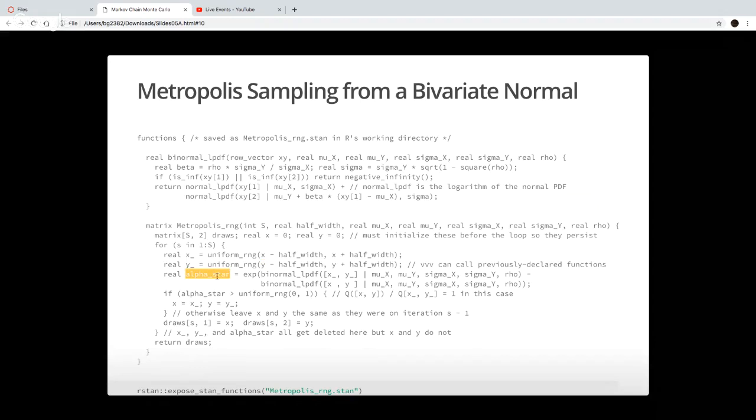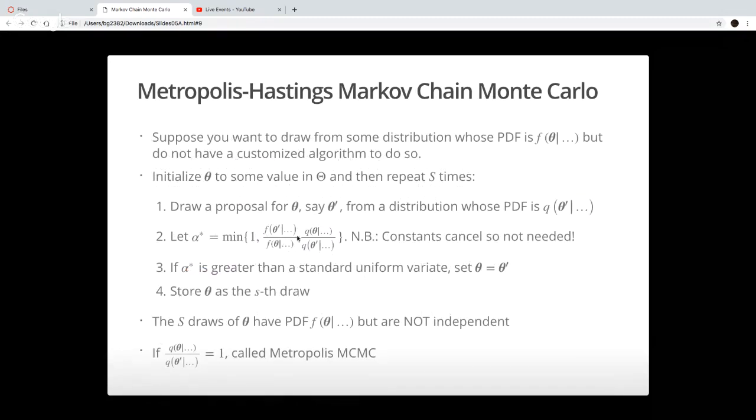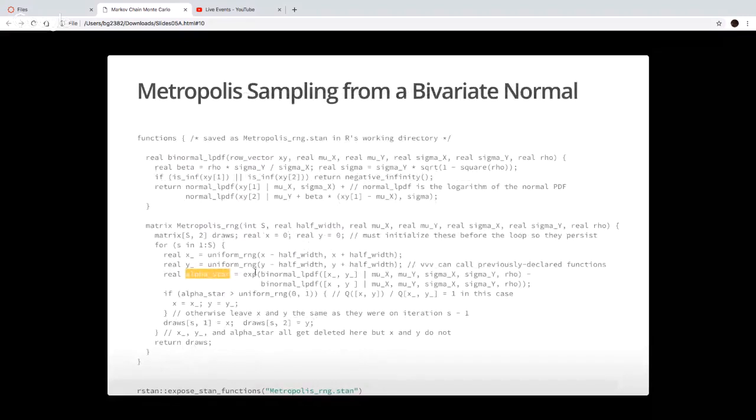Then I construct alpha star by just doing calls to the bivariate normal LPDF that I defined previously, evaluated at the proposals, X underscore and Y underscore, and then subtract, because we're in log terms, the bivariate normal log PDF evaluated at X and Y. Q over Q is just 1 in this case, so I don't have to worry about that. And then I have the logarithm here, so it's a difference in logarithms. So that gives me the logarithm of alpha star. I EXP that up to get regular alpha star.